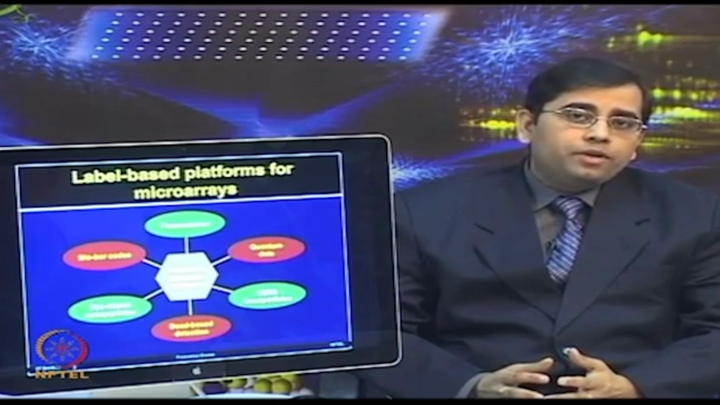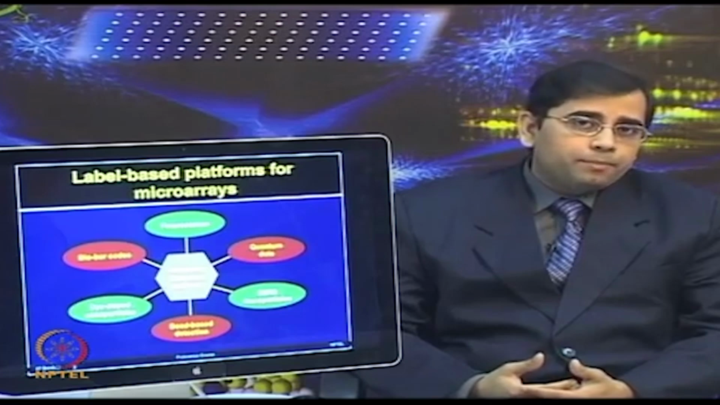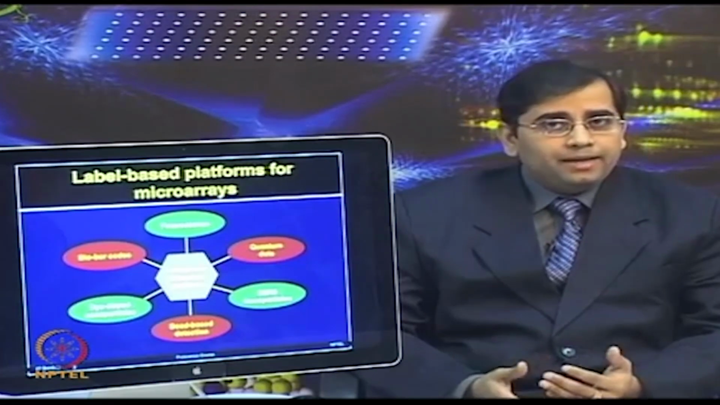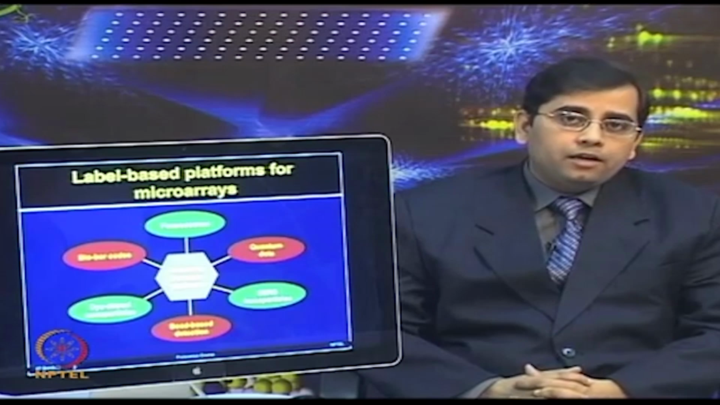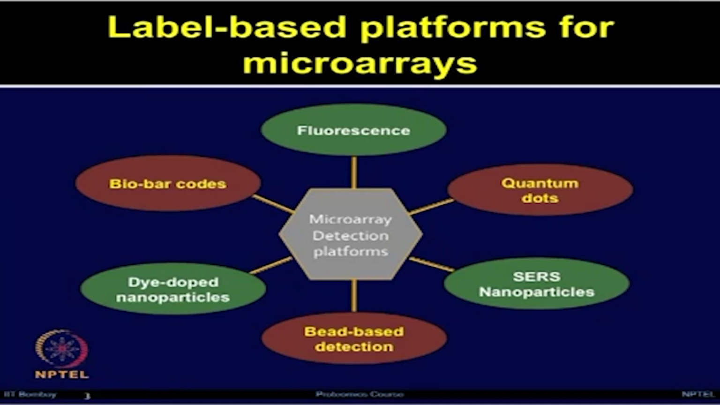Broadly, we can group the detection platforms now employed for microarray applications into label based and label free detection systems. Among the label based systems, we will discuss fluorescence based methods, quantum dots, surface nanoparticles, bead based detection systems, dye doped nanoparticles as well as biobarcodes. These are just a few names. There are many other detection systems which are also available.